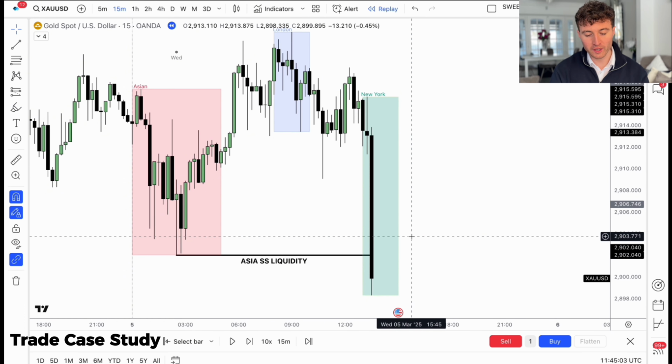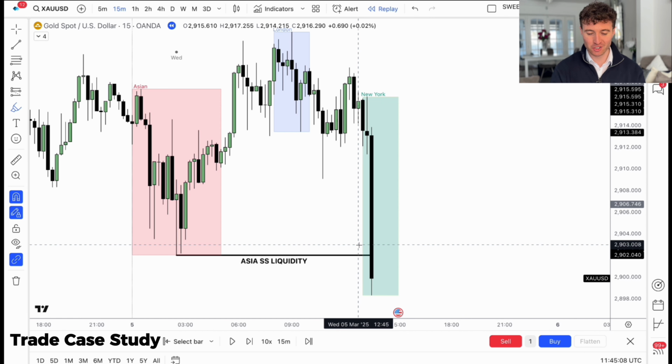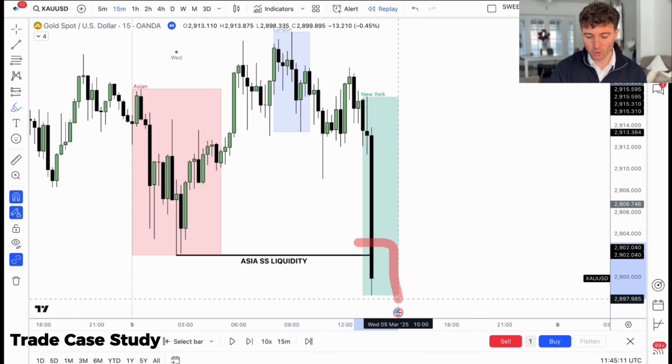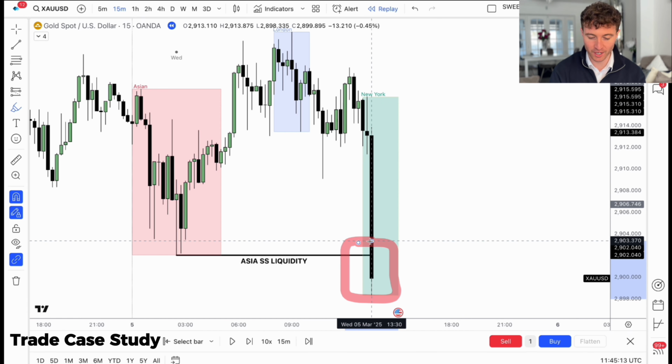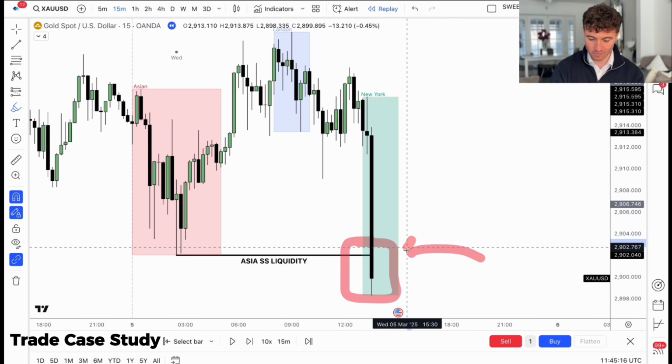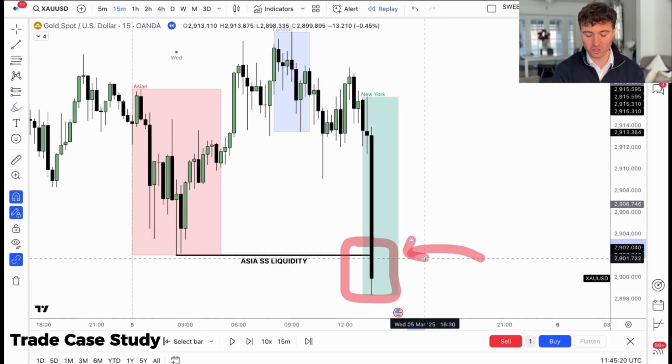You can see we run the Asia sell side liquidity right here, and this is where so many traders go wrong. What this will be doing right here is enticing traders, thinking that this is a breakout and inducing them short within the market. However, we know that the directional bias is to the upside, and therefore it's more likely that this move is actually a run on liquidity in order to grab orders and to provide the fuel for institutions to actually move the market in the intended direction.